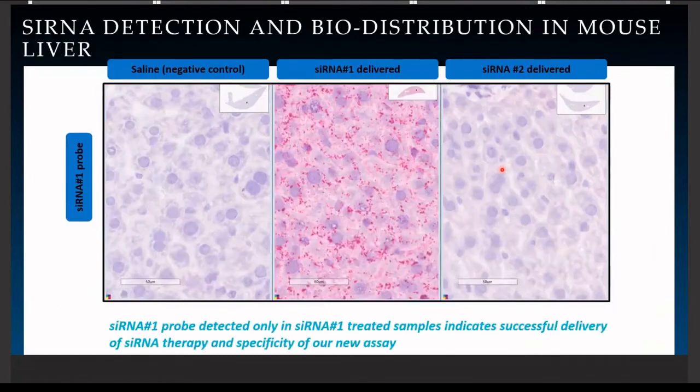So here's an example of how one of our customers used our microRNAscope assay to detect their siRNAs within the tissue. Here we have our negative control, and here we have our siRNA1 that was delivered, and in this panel we have our siRNA2. Now, when we used a probe specifically against our siRNA1 therapy, we can only see positive signal in the siRNA1-treated tissue, showing you the specificity of our assay and how even for short targets, we can be extremely specific in designing our probes.